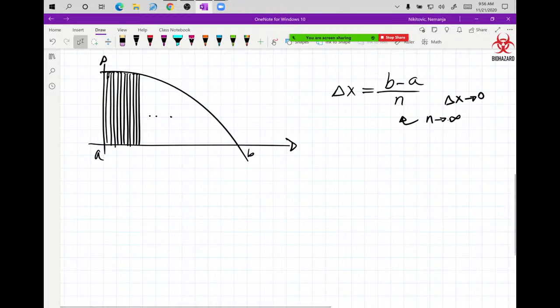Let's build that. So, if I take one representative rectangle with the width of delta x, and these points on the side being x_i and x_(i+1), let's say, and you are computing a function f of x_i for the height, this is what you would refer to in your future calculus courses as a representative rectangle.